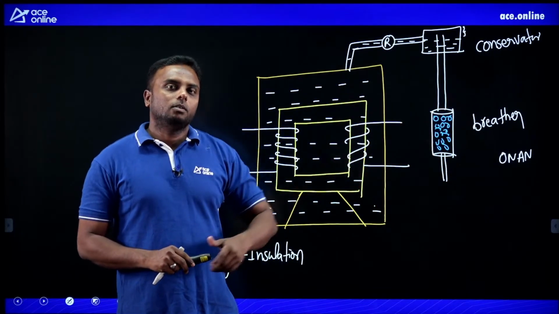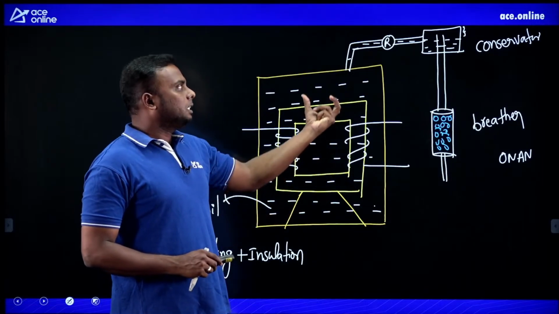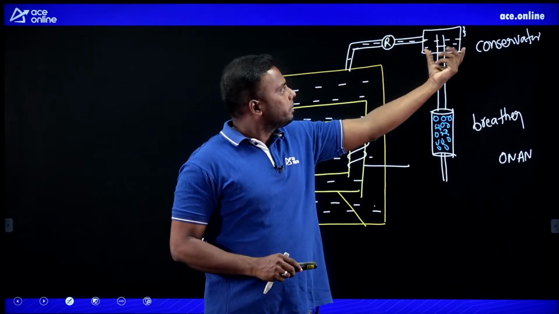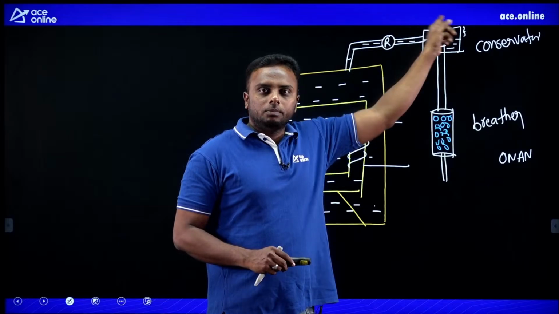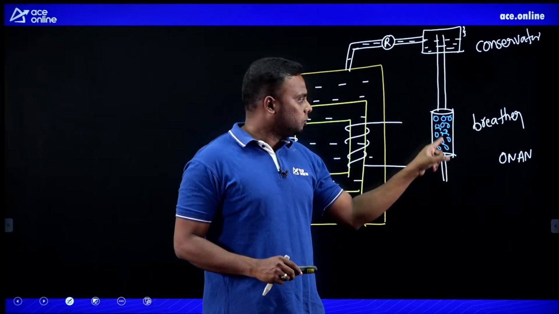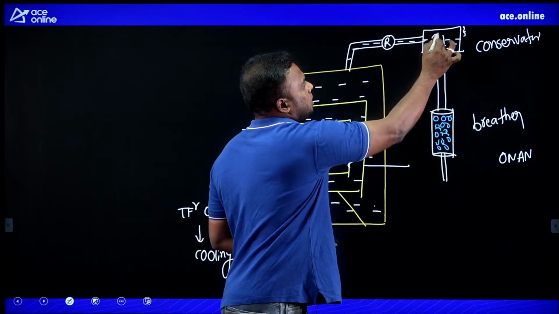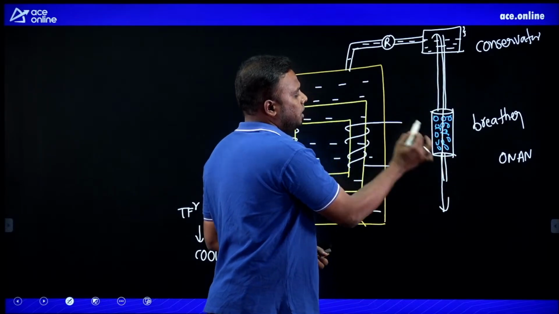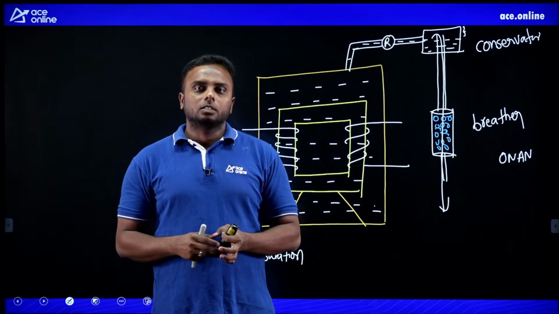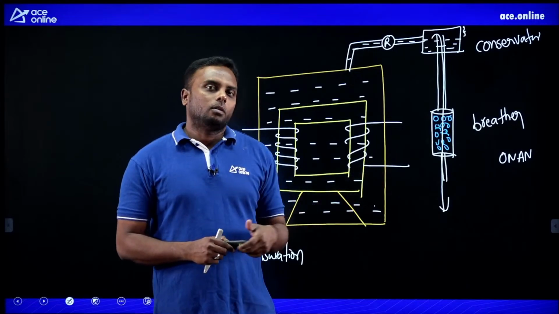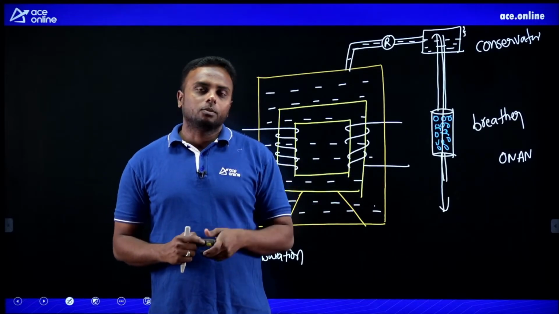When the transformer breathes out, whenever temperatures increase, the oil level increases here, and whatever air is present here will come outside through the breather only. That is called the breathe-out process. Air comes outside. That is breathing out. That is not a problem for us. The problem is the breathe-in process.